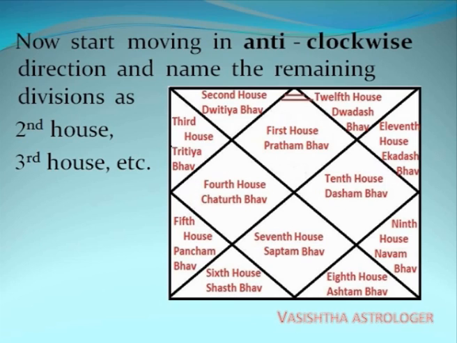To mark the remaining houses, start moving in anti-clockwise direction and name the remaining divisions as second house, Dvitiya Bhav, third house, Tritiya Bhav, fourth house, Chaturth Bhav, fifth house, Pancham Bhav, and moving in this manner, 12th house, Dwadashesh Bhav. Observe this diagram closely and identify the location of each house. Always remember, in a North Indian birth chart, the locations of houses never change.